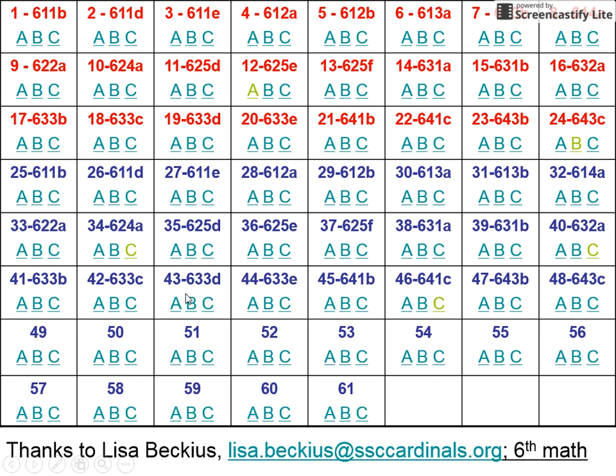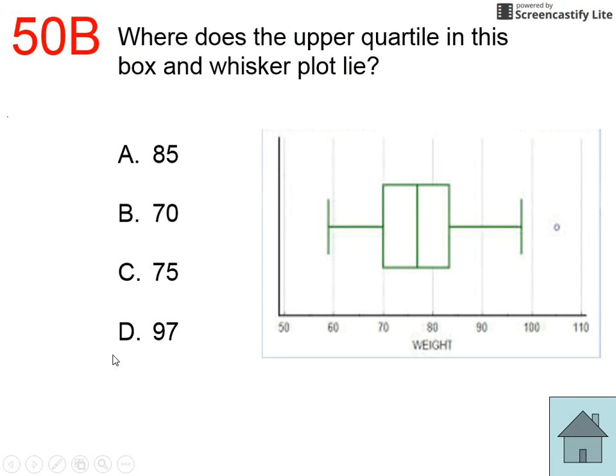Okay, next is 50B. All right, 50B says, where does the upper quartile in this box and whisker plot lie? Is it A, 85, B, 70, C, 75, or D, 97? Pause the video now.